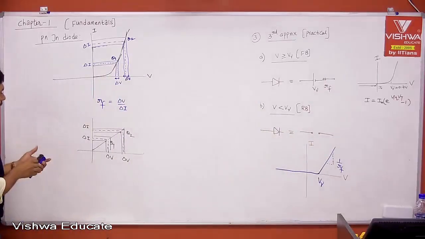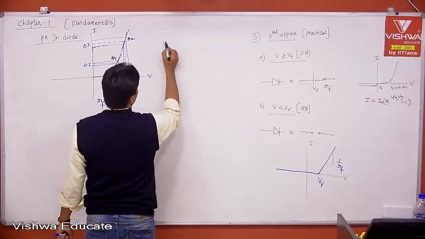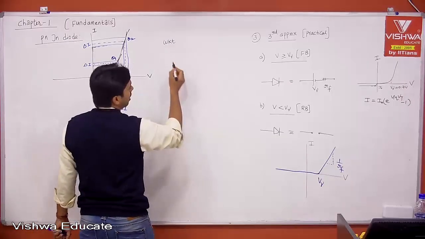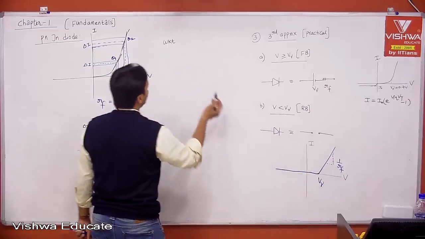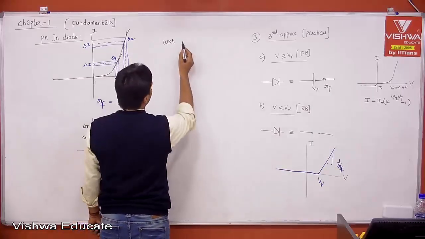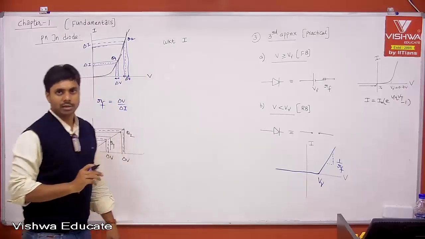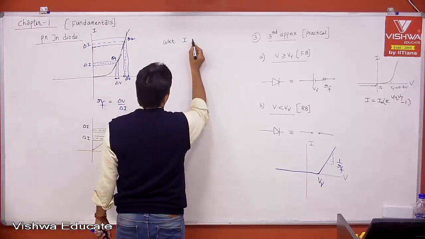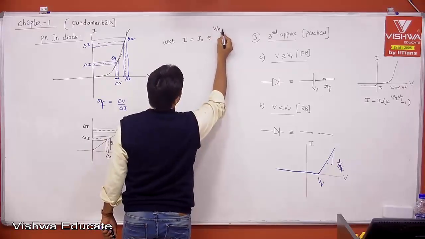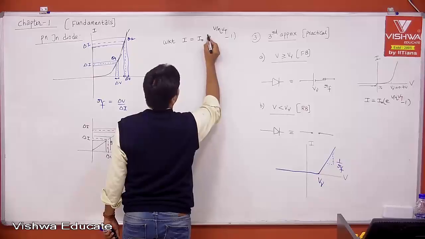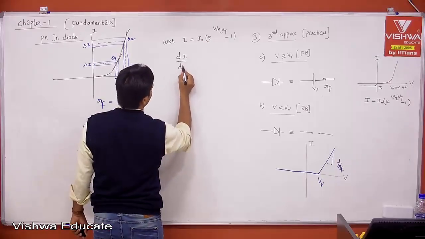Now, if you ask me how to calculate that mathematically, that is straightforward. Sometimes in the examination, if this is given directly, you can take it, but the value will change depending on the operating point. We know that, WKT, in short form, I is equal to I naught into e to the power of V by eta Vt minus 1. Then if you differentiate, it is dI by dV, right?